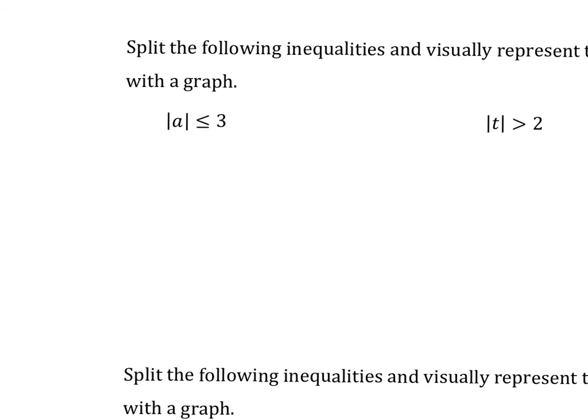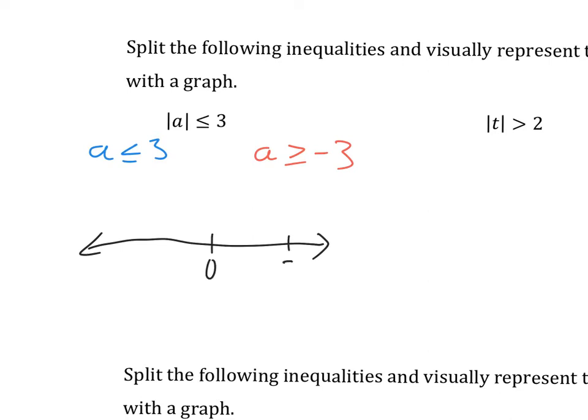We're going to split the following inequalities and visually represent the solutions with a graph. I'm going to write my 2 inequalities once they're split in 2 different colors. The first one will be exactly as we see it, dropping the absolute value signs: a is less than or equal to 3. Our second one, we flip the inequality symbol, greater than or equal to, and make that a negative 3. To graph this, I will put 0, 3, and negative 3 on my number line.